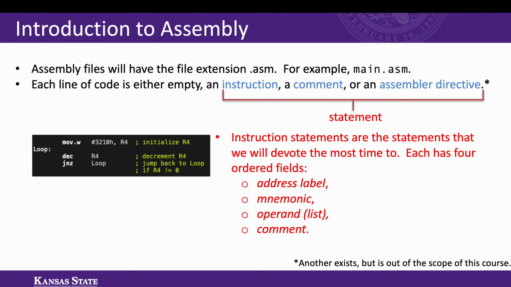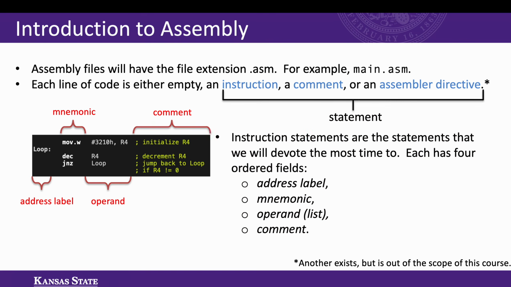The statement is partitioned into four fields. Each of these four ordered fields are address label, mnemonic, operand list, and comment. Sometimes we will refer to the operand as an operand list. Remember, a mnemonic can have just one operand that lists several items of additional information.